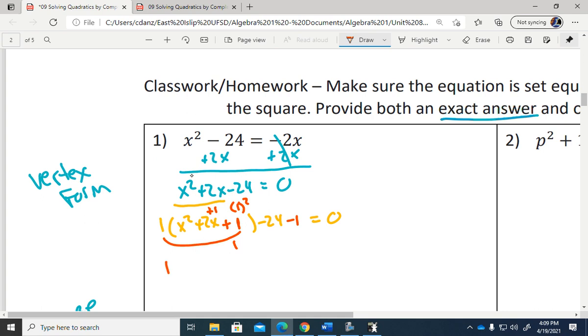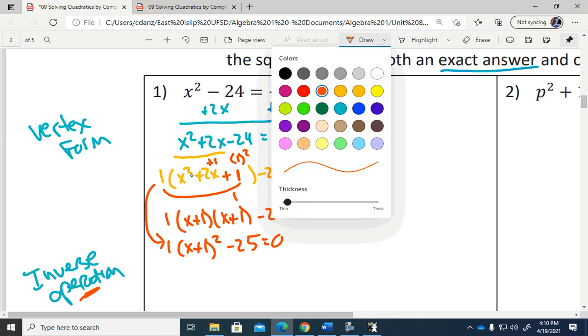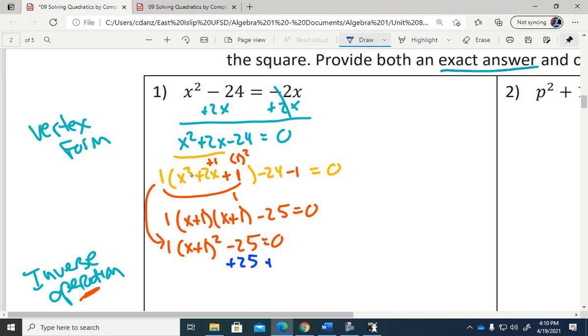I usually skip this next step that I'm going to write down. 1 times x plus 1 times x plus 1 minus 25 equals 0. I usually skip that because I know that the parentheses are going to be the same, so I usually come straight to this step. So you can go from here to here. All right, now it's time to follow my inverse operations. So let's add 25 to both sides.